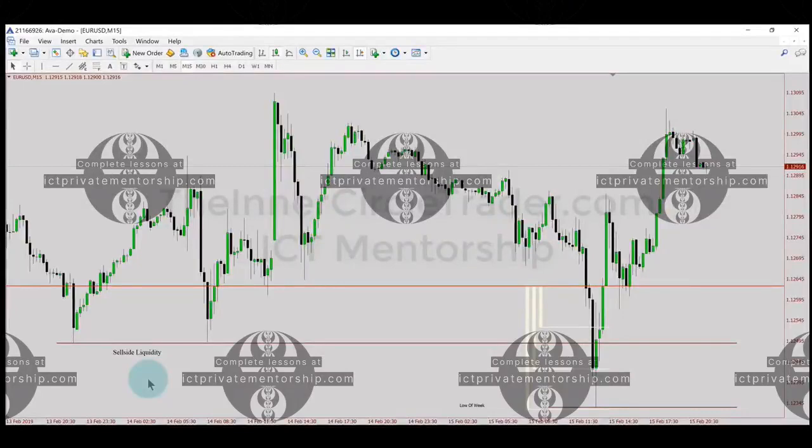I show you where fair value gaps are. I show you where inefficiencies exist. Buy-side inefficiency, sell-side inefficiency, buy-side imbalance, sell-side imbalance. I show you and tell you what the narrative is that creates those things and why the market will reach back to it and what it should do once it gets there.